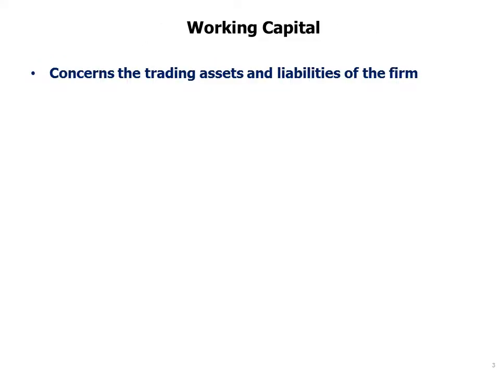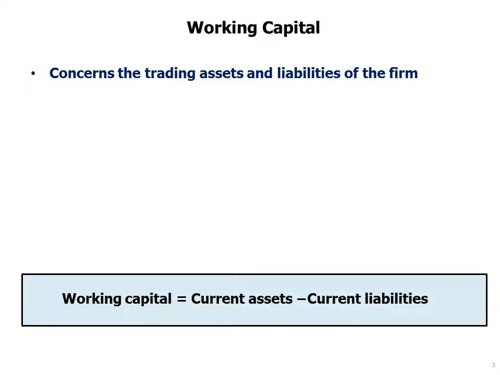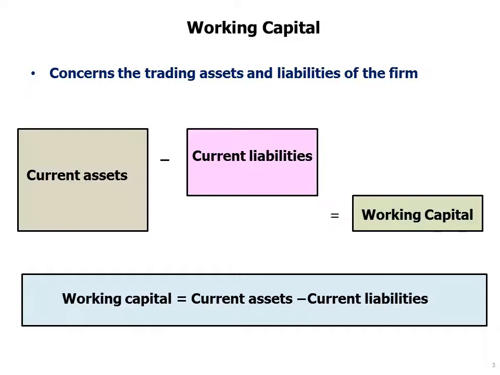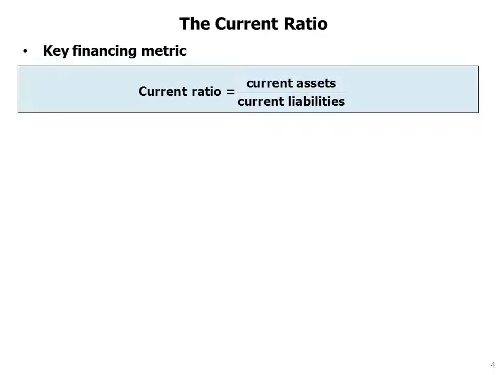And just to recap, working capital concerns trading assets and liabilities of the firm and is defined as current assets minus current liabilities. And here that's shown graphically, with current assets being greater than current liabilities. The current ratio is a key financing metric, and this is defined as current assets divided by current liabilities. The current ratio may be greater or less than 1, depending upon the nature of the firm's business. It indicates whether the working capital operations require financing or is a source of financing for the firm's non-current assets.